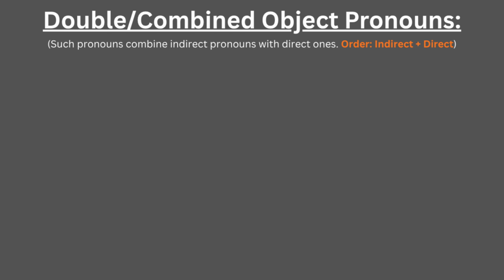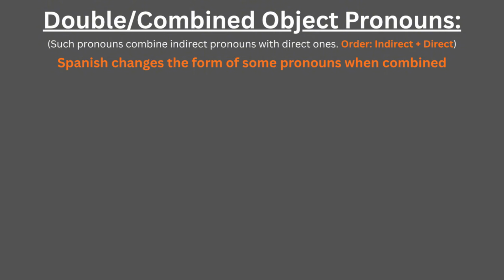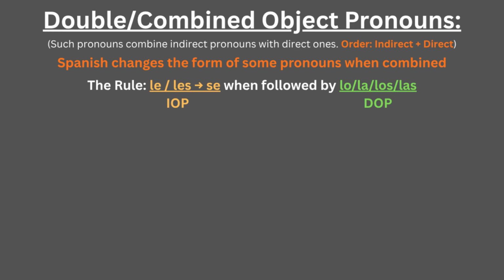The last thing to consider is double object pronouns that combine indirect pronouns with direct pronouns. At this point, the concept can be hard to understand because Spanish changes the form of some pronouns when combined. It's important to understand that when combining pronouns, indirect ones will come first, and then direct ones. This combination will cause some indirect object pronouns to change form. Specifically, le and les will change form to se when followed by lo, la, los, las. This is done on purpose to avoid repeating the same consonant, because le, les, lo, la, los, and las all start with L. To avoid this repetition, le and les change to se.